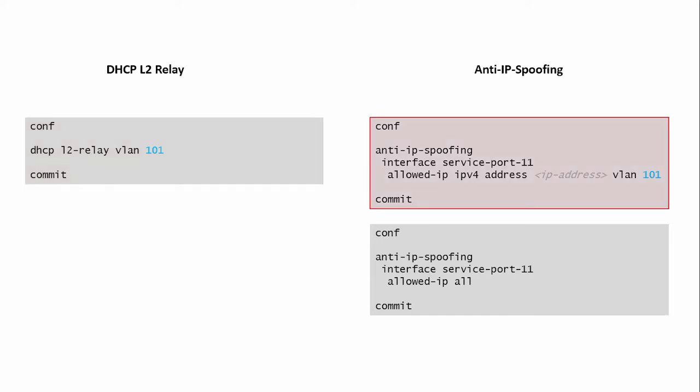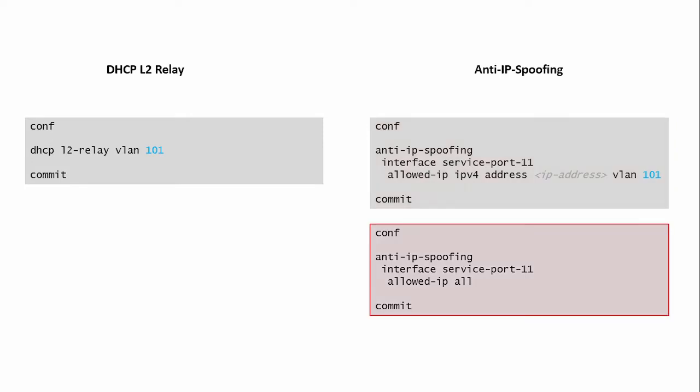Here's an example of a rule that allows a specific IP address on service VLAN 101 on service port 11. And here another example, where we allowed all IPs on service port 11. The anti-IP spoofing mechanism cannot be disabled. The TLS type service VLAN can be used if the user feels that it's not operationally feasible to create rules for all static IPs. Let's go visit the lab.